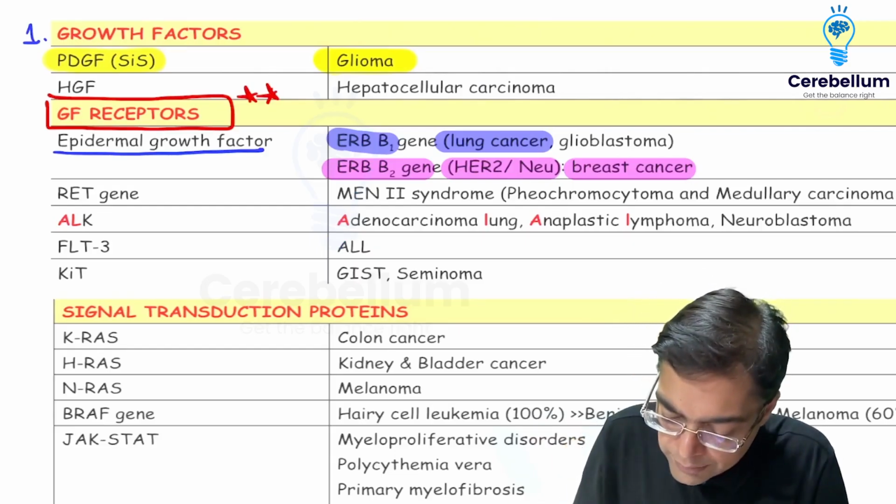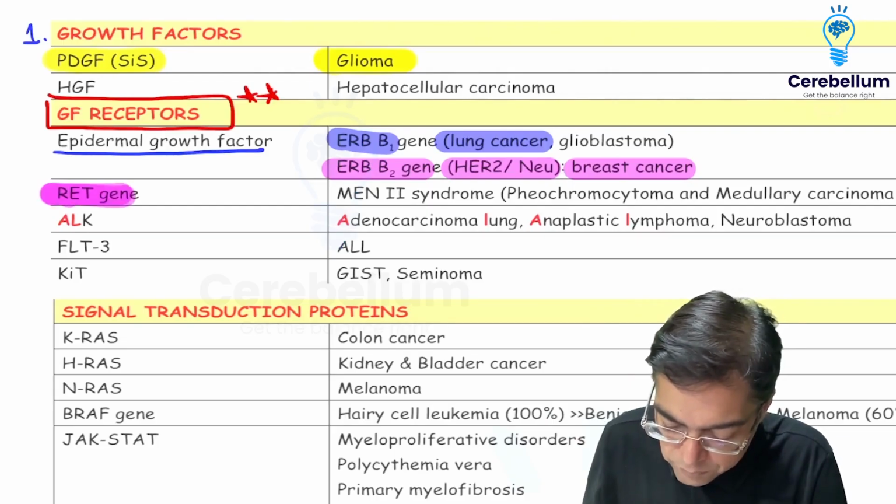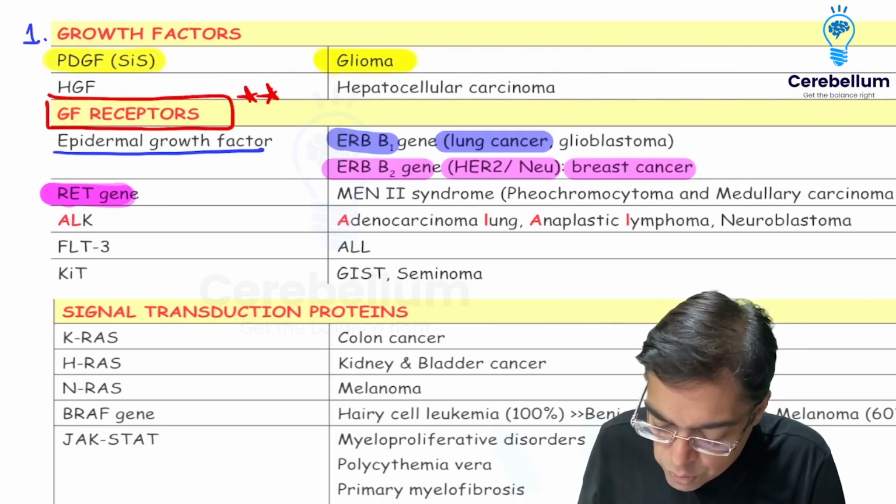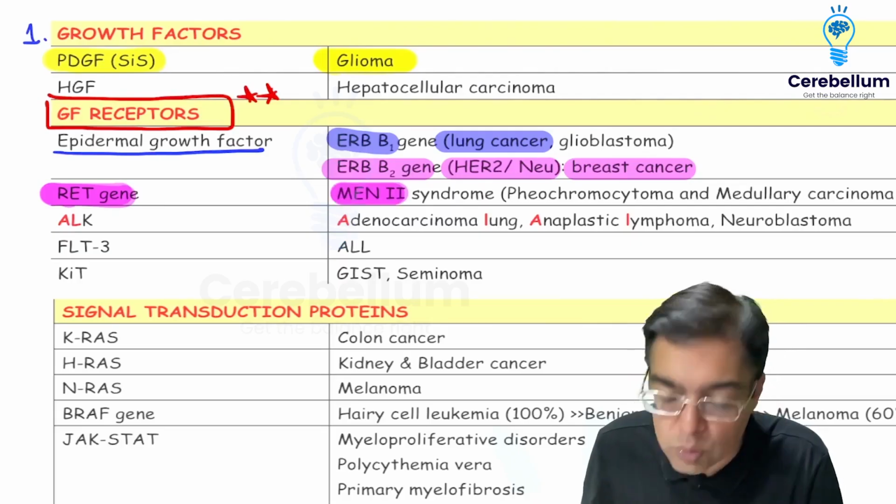The next one is the RET gene. The RET gene is associated with a patient who is suffering from a syndrome that is given the name of MEN2 syndrome.